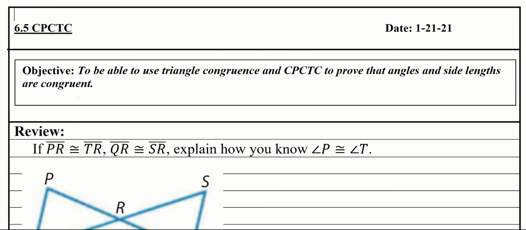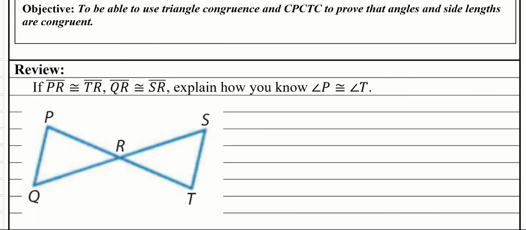So first off, kind of reviewing a little bit here. If you would like to, you can sketch this triangle or this diagram, but you don't have to. We just want to talk through this here. We're told that PR is congruent to TR, so I'll go ahead and mark that. And then we're also told that QR is congruent to SR. And it's saying, if this is the case, explain how you know that angle P is congruent to angle T.